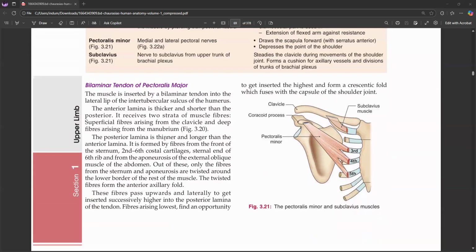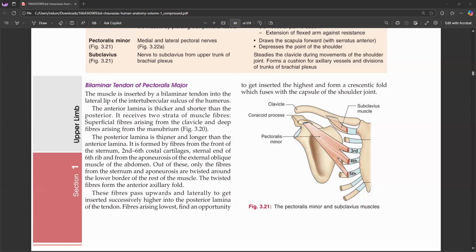Bilaminar tendon of pectoralis major. The muscle is inserted by a bilaminar tendon into the lateral lip of the intertubercular sulcus of the humerus. The anterior lamina is thicker and shorter than the posterior. It receives two strata of muscle fibers, superficial fibers arising from the clavicle and deep fibers arising from the manubrium, figure 3.20. The posterior lamina is thinner and longer than the anterior lamina.